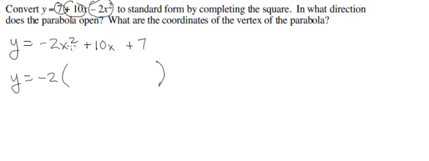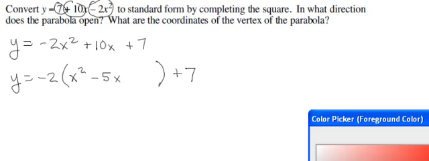And you get negative 2x squared divided by negative 2 is just x squared. 10x divided by negative 2 is negative 5x. Leave some space. And the 7 is excluded from all this. So, next thing that happens, you remember, is the divide by 2 and square step.